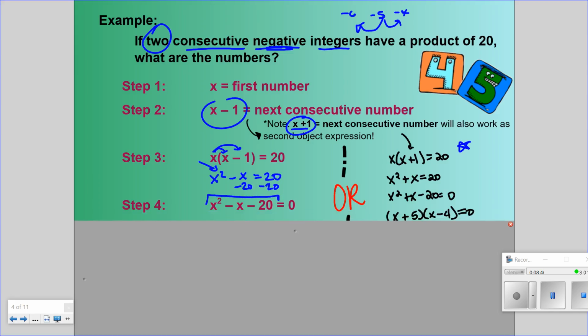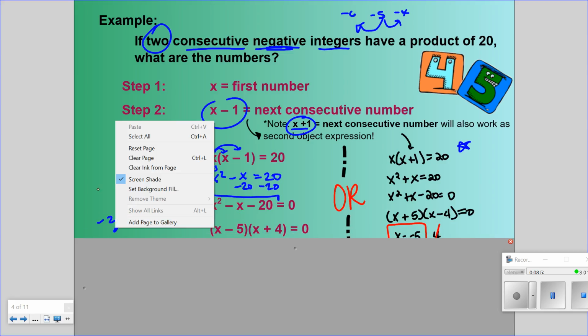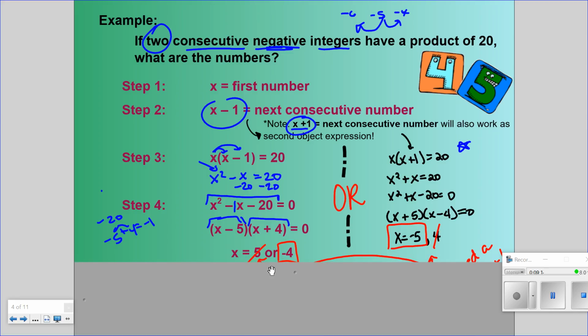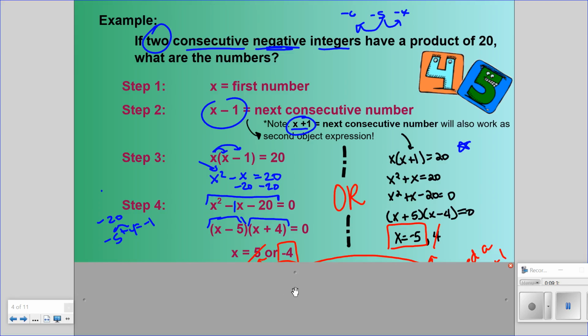So that will give us an x minus 5 and an x plus 4. The factors of negative 20 that add up to a negative 1. The middle term's coefficient would be negative 5 and positive 4. So that's why we get x minus 5 times x plus 4. Take each individual factor, set each individual factor equal to 0, and get x to be either 5 or negative 4. This is where we do need to stop and think about what makes most sense in this word problem.